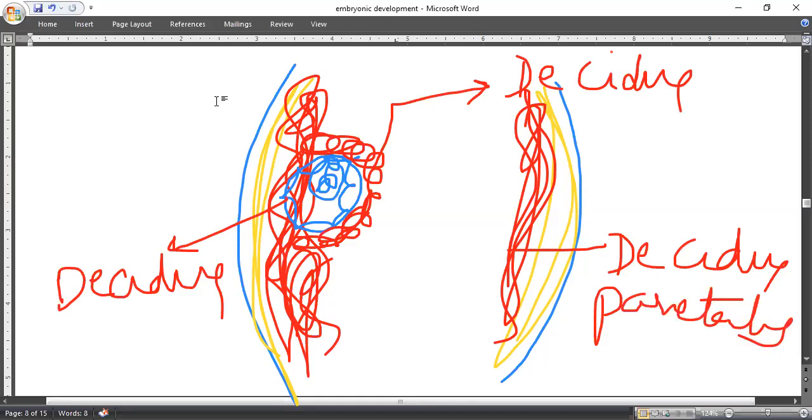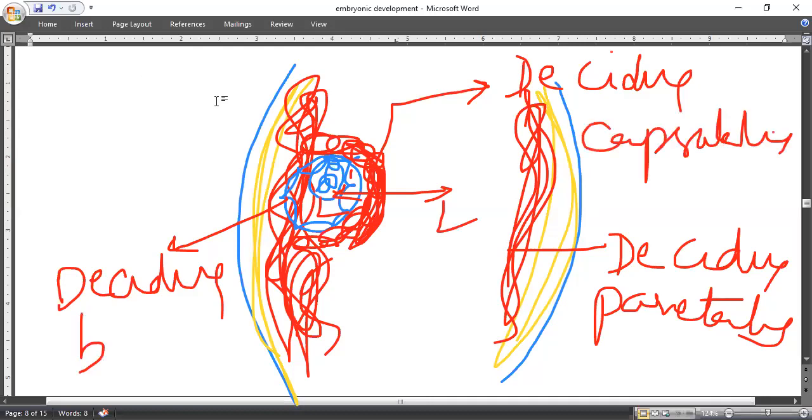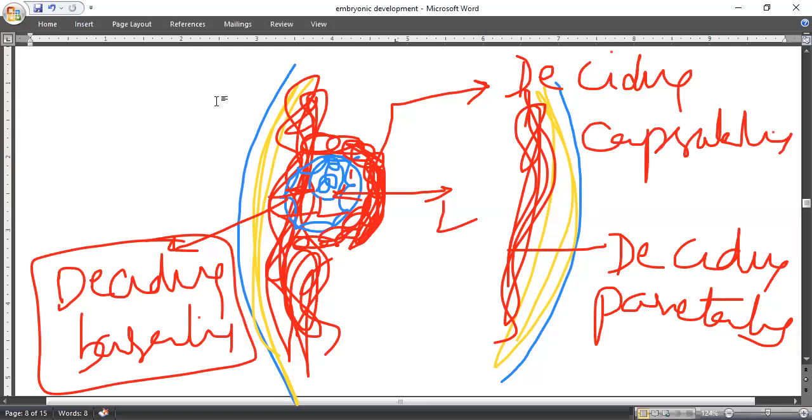Then between the embryo and the lumen of the uterus, this is the decidua. This is the lumen of the uterus, this is the embryo. Whatever is present between the embryo and the lumen of the uterus is called decidua capsularis. And the very important one, where the nourishment and transfer of nutrients is going to happen, is called decidua basalis. Okay, so this is the implantation process.